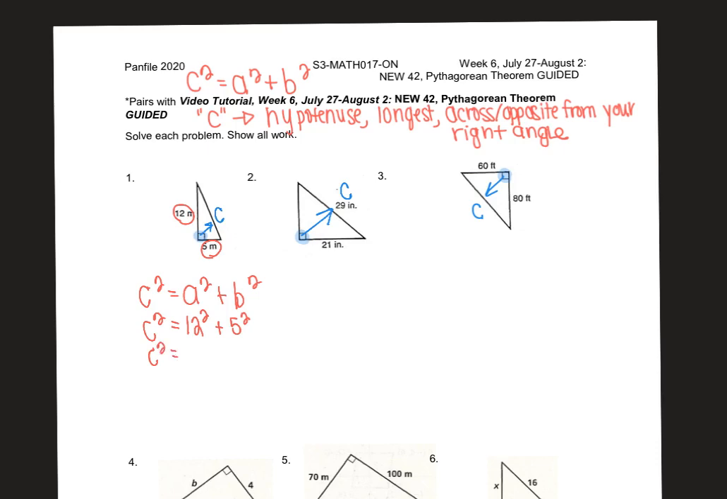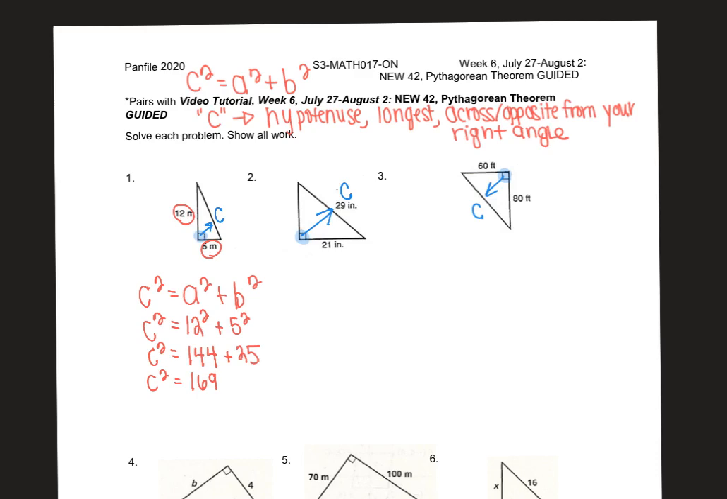Now I follow order of operations, which says I do exponents first. So 12 squared, remember, now we're squaring. We're not going to root until the end. 12 times 12 gives you 144, and you can use your multiplication chart, or the fact that we've been doing these over and over, so it just pops in your head. 5 times 5 is 25. You can also use your calculator. Then you add, so c squared equals 144 plus 25, which gives you 169.